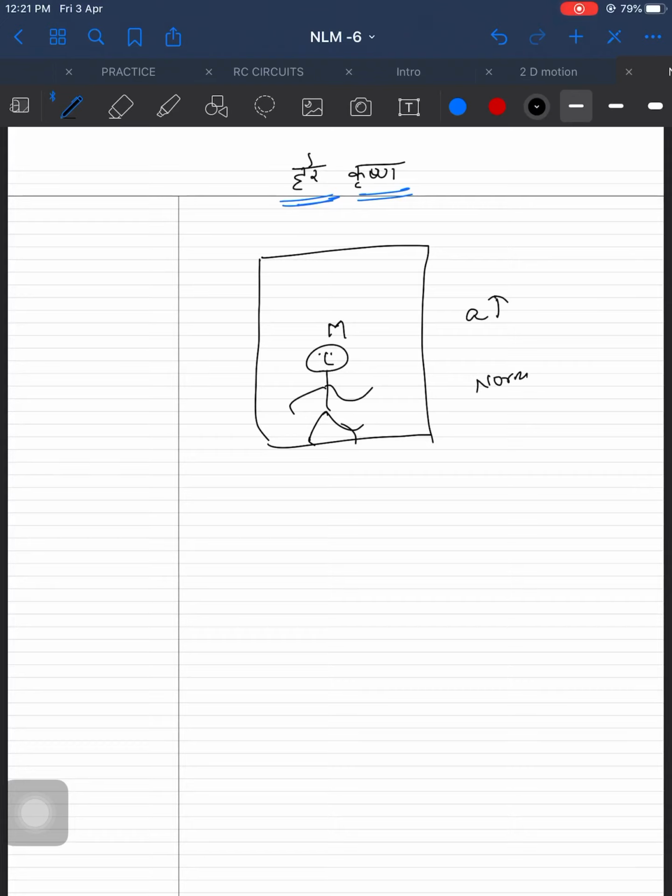Find the normal reaction from the ground. Sorry, from the ground of the elevator.